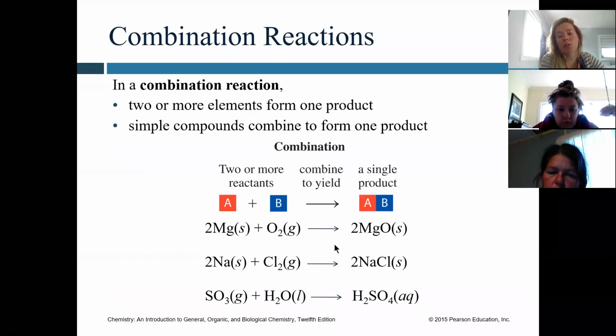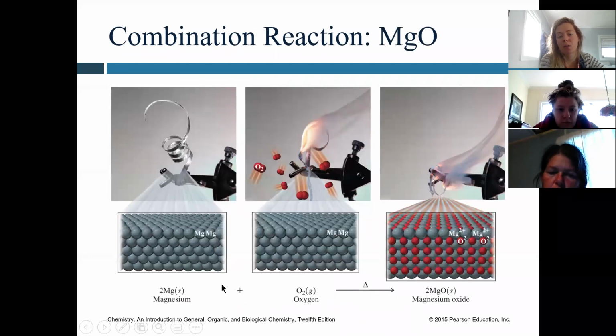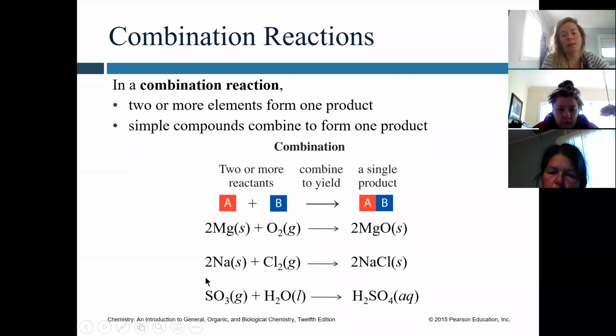A combination reaction, these are all examples of combination reactions. This is where two or more elements form one product. Simple compounds can also combine to form one product. So we've got this A and this B, and they come together to form a unit AB. We can also see this idea with a simple compound, SO3, and H2O, water, to give us H2SO4. So A plus B gives us C: combination, to combine.